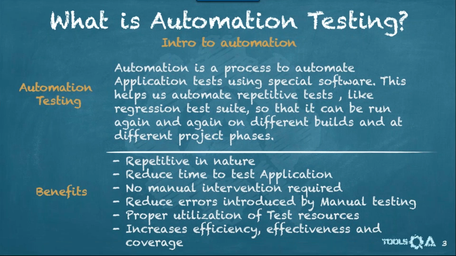You can just automate it, and all the areas where you can have errors can be reduced, because automation testing will not get bored of doing the same task again and again. Now, after that, the fifth point is proper utilization of test resources. So this is a very important point.